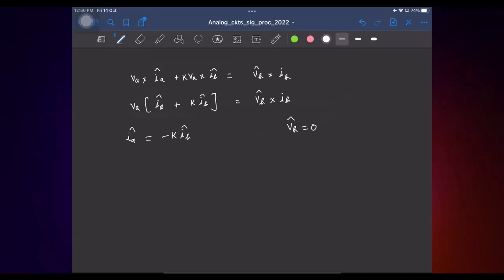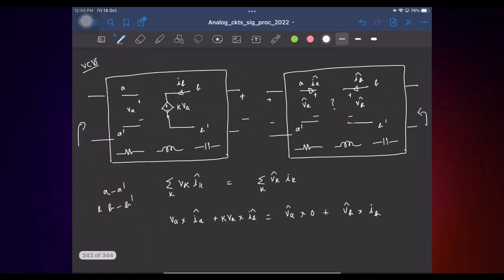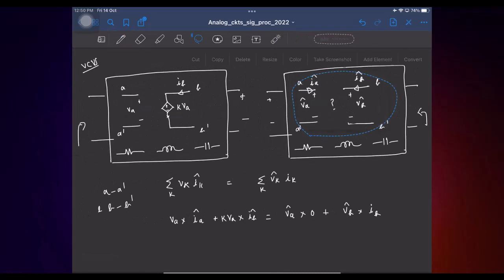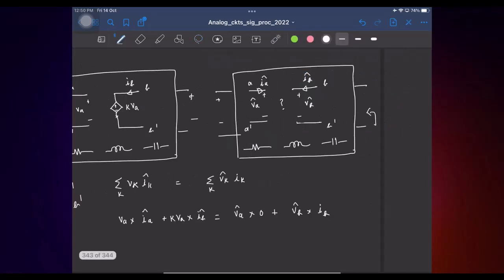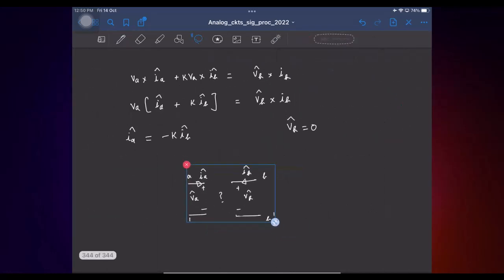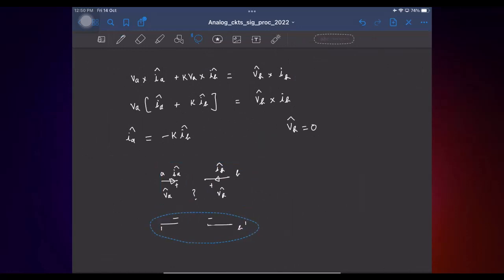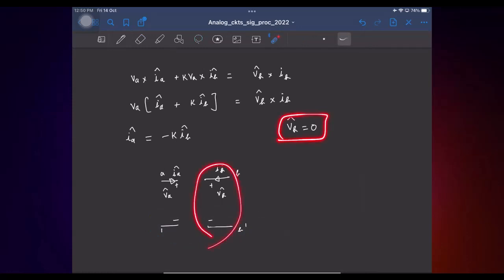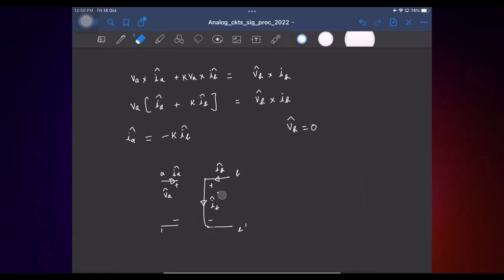Fine. So what does it result? Let me copy paste. So first is VB hat to 0. So here what should I do? Short circuit. And this is the current IB hat. Remove VB hat. Okay.